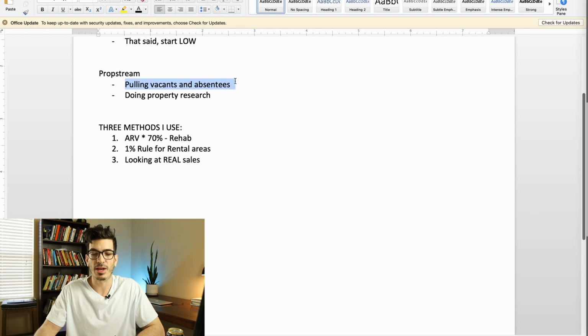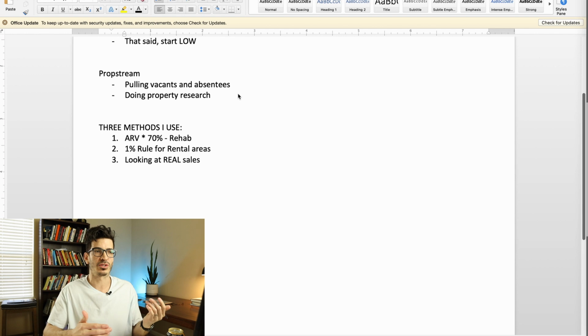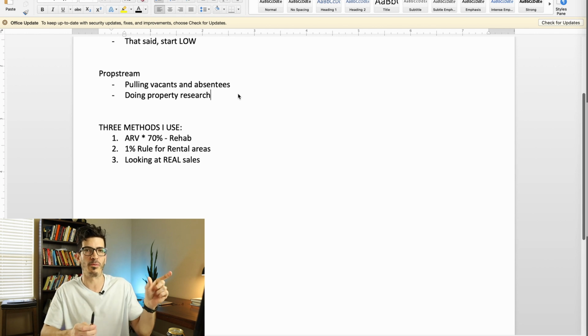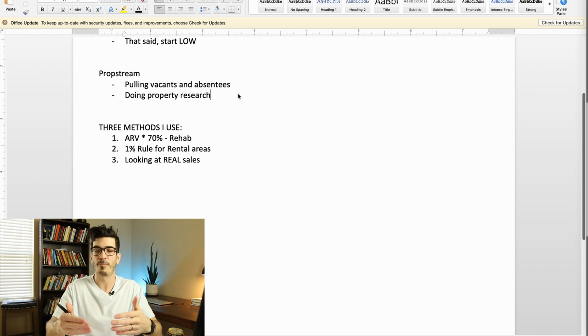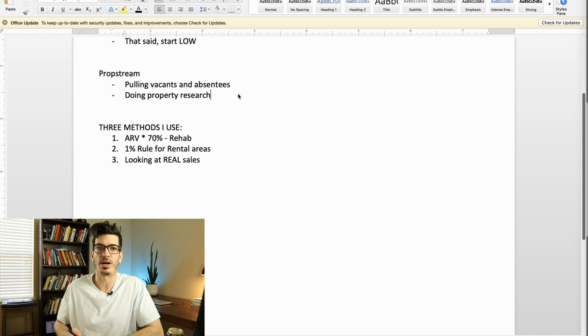I use it for pulling vacants and absentee lists primarily and doing property research like comps, things like that. Or if I want to see if there's more than one person on title. Oftentimes you're talking with somebody and you think that they're the point of contact and then you go and look at the property and you'll see that somebody else is actually on title. So that's who you would want to actually talk to.